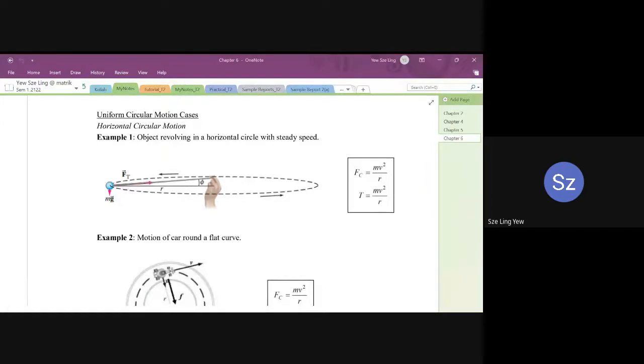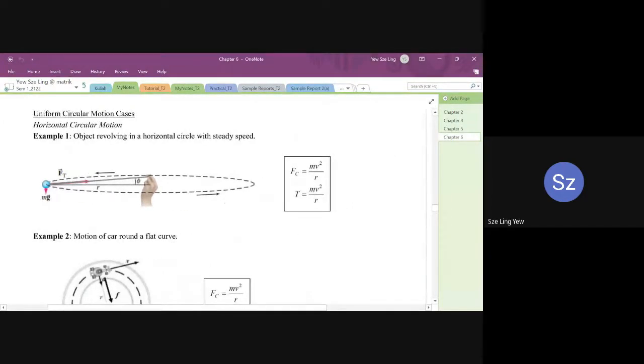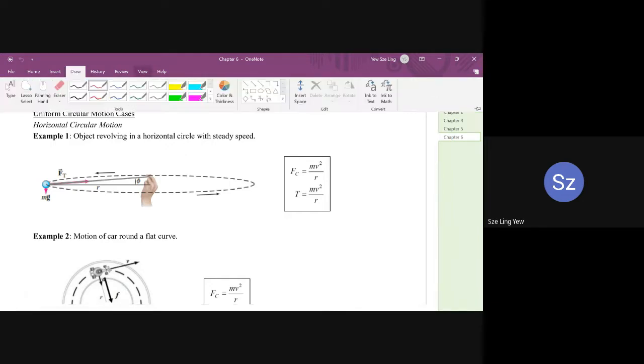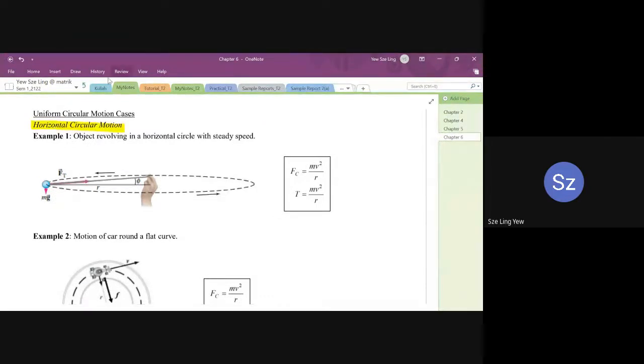So before we look at the handout, let me go through a few simple examples with you first, because the examples in the handout are slightly more complicated. Again, this one is not in your handout. You just pay attention and see how we are going to form the equations. So let's look at the first diagram. Uniform circular motion, we have three different cases. The first one is horizontal circular motion. Horizontal circular motion means that your centripetal force is happening along the x-axis.